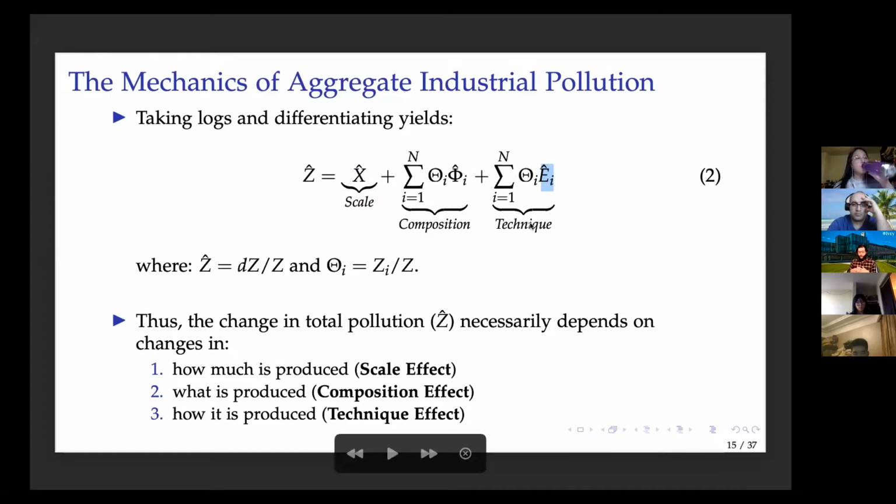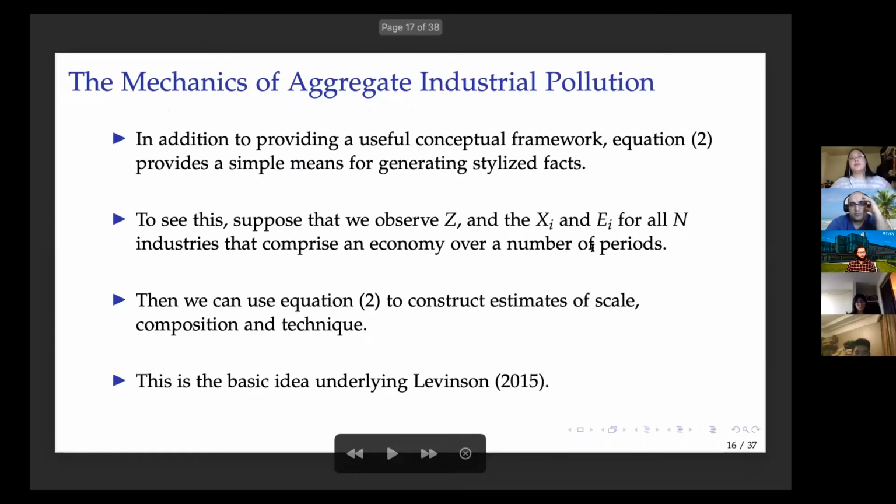So this is really the way most people have been thinking about changes in aggregate industrial emissions as of late. It's useful conceptually, so if we observe manufacturing pollution declining by 50 to 60% in the last 2 decades, we can say it's either coming because there's been reductions in scale, changes in composition, or changes in technique. And this gives us a way to generate useful stylized facts about what's happening in terms of industrial emissions.